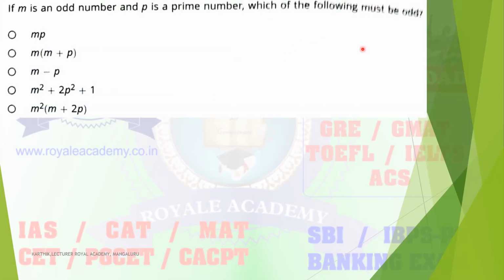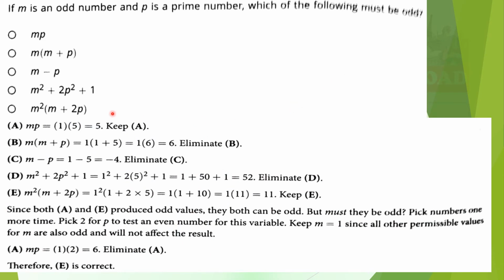Next question. If m is an odd number and p is a prime number, which of the following must be odd? So just consider one odd number. I will take m is equal to 1 and p prime number I will take 5. Just substitute into the following expressions and see which must be odd. First expression mp, with m equal to 1 and p equal to 5. Any number you can choose. The m value should be an odd number, the p value should be a prime number. Both are different, the same number should not be taken.